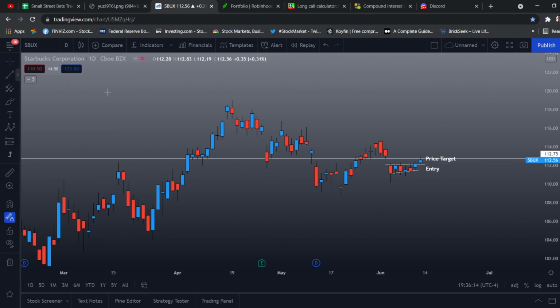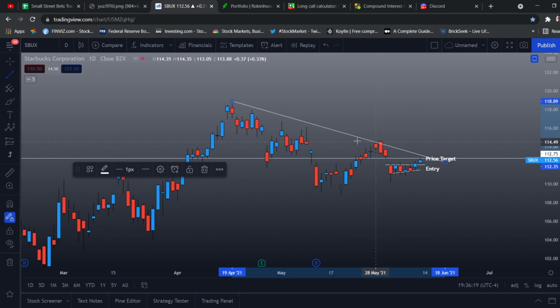Starbucks looks very interesting. I think the whole market does, because we're breaking this downtrend on Starbucks, so I'm definitely thinking that we can see new highs on Starbucks.